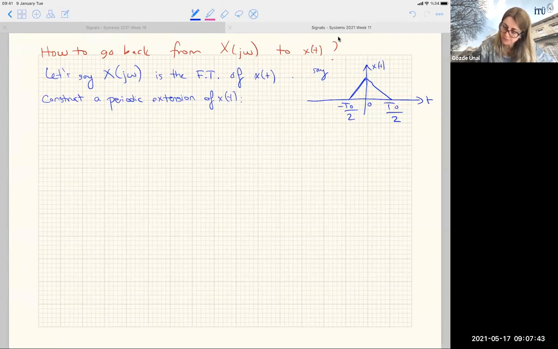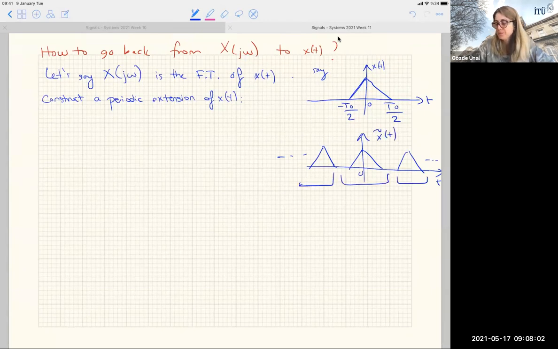So let's maybe plot it here. So I would have this, and it would be really repeating itself again in time. So let's call this again x tilde of t, right? And it's really repeating itself. It has a T0 period, and it should probably be touching here. Anyways, it's not really up to scale.